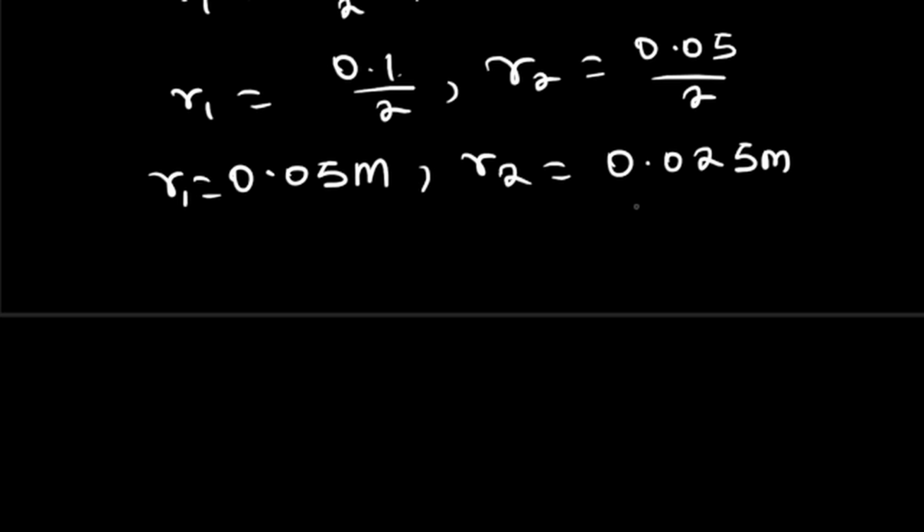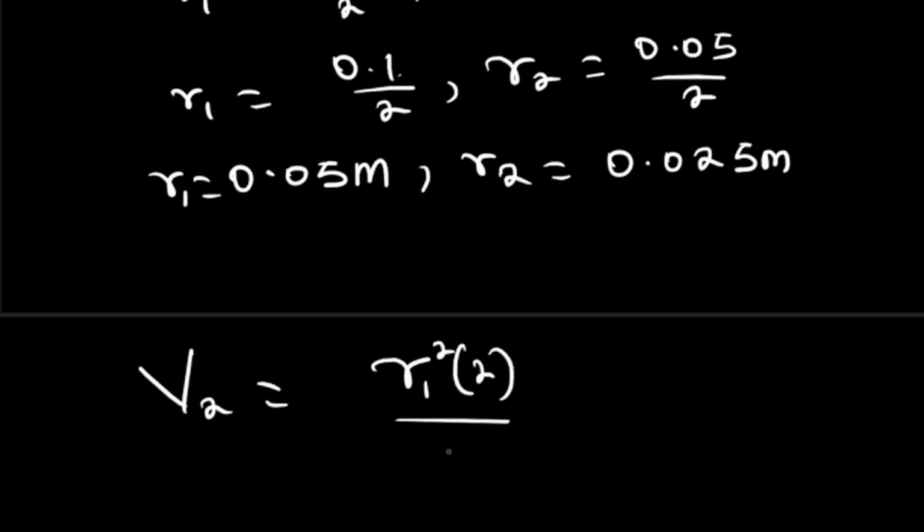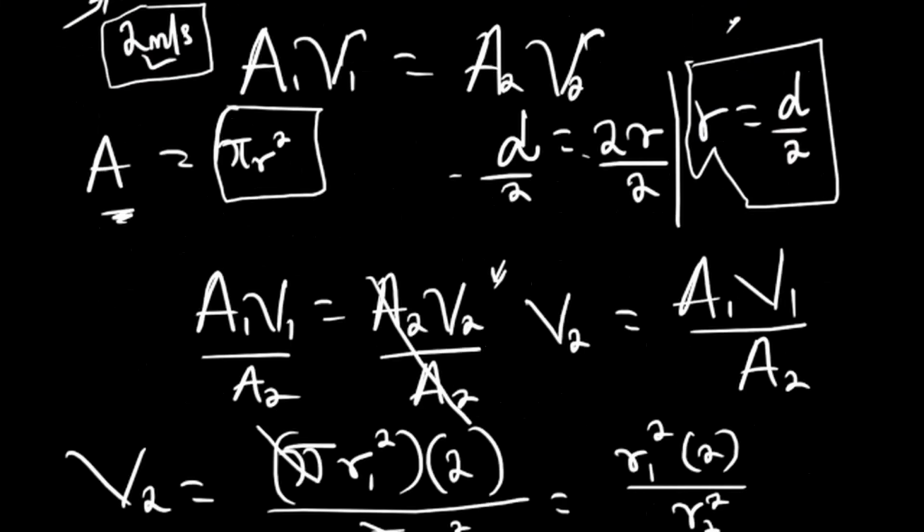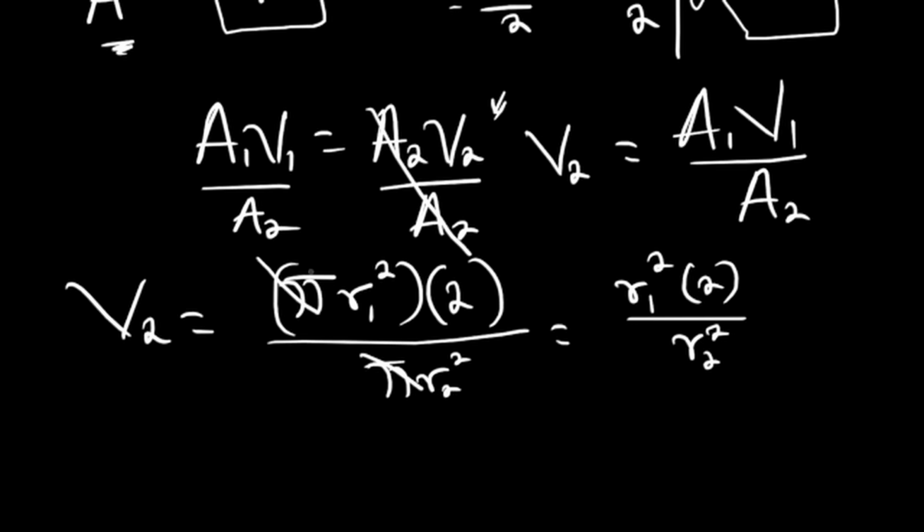We can now go ahead and solve for the velocity too. Remember the formula that we wrote was v sub 2 is equal to, let me check it again. Okay, we have r sub 1 squared multiplied by 2 all over r sub 2 squared. You remember where we got this from? If you look at the solution that I provided here, we made v sub 2 the subject of the formula, and then canceled out the pi's, and we were left with r sub 1 squared multiplied by 2, where 2 is the velocity we're given in the question in the first section, divided by r sub 2 squared.